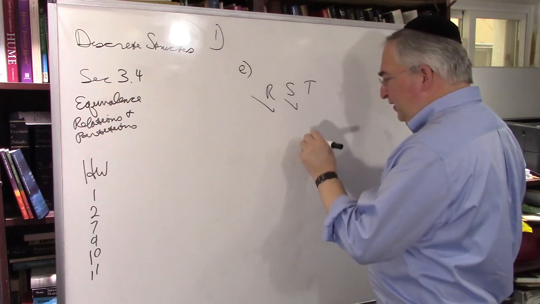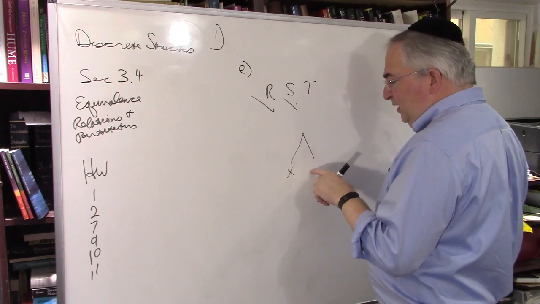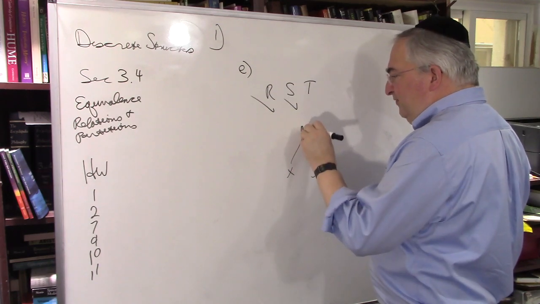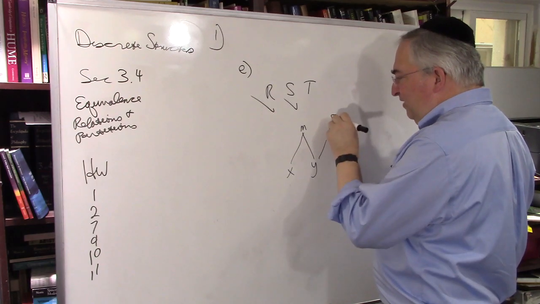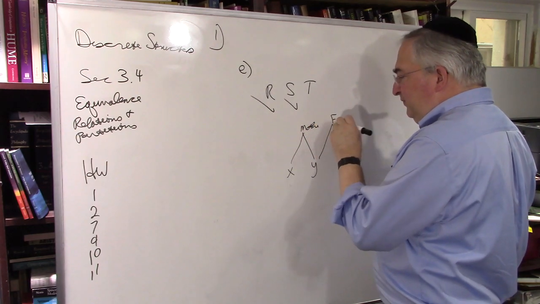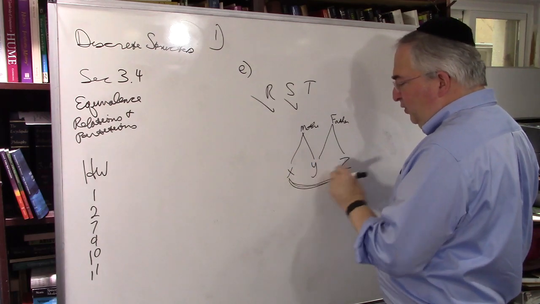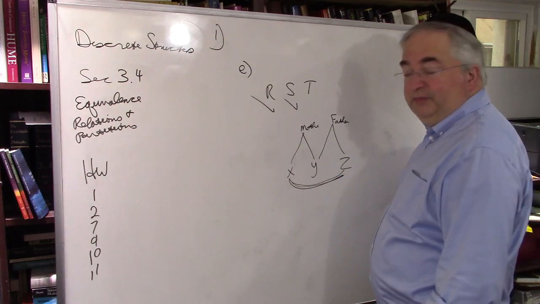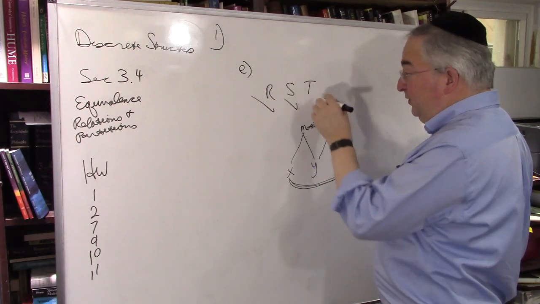Let me show you why. X could be related to Y because they have a mother in common. Y could be related to Z because they have a father in common. This person has absolutely no relationship to that person. They don't have anything in common. So it is not transitive.